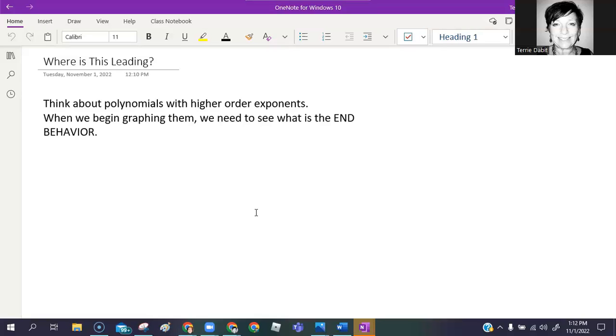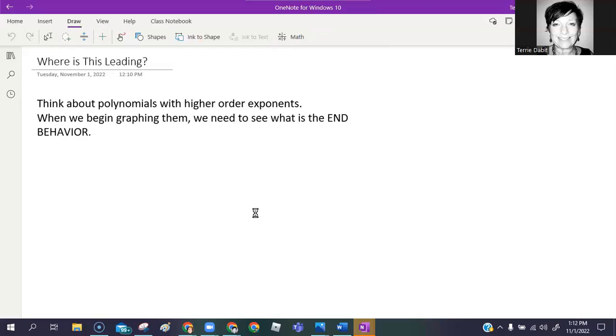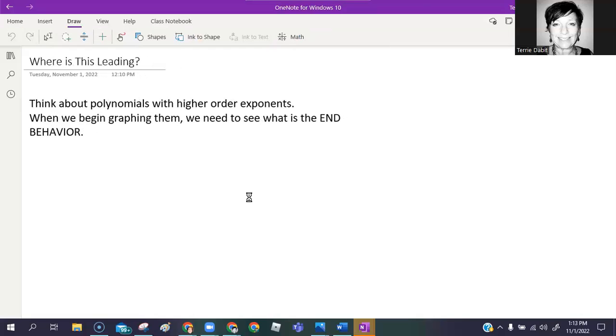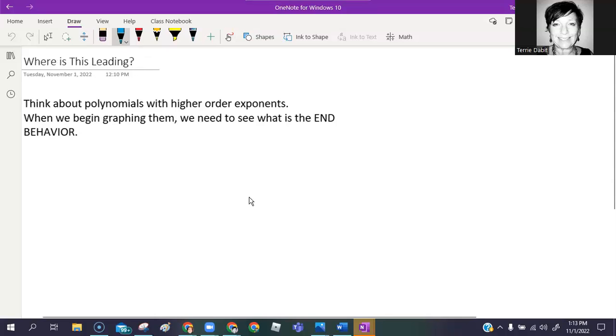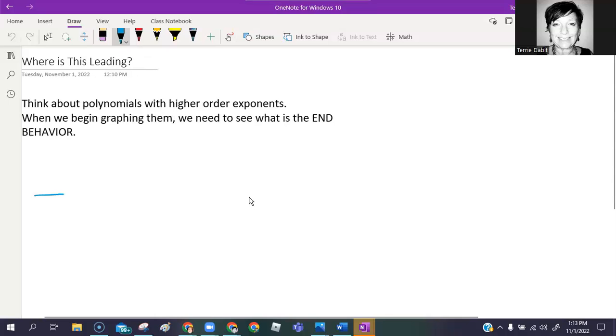First, we're going to be dealing with polynomials, like I told you before, that are going to have higher order exponents. And when we begin graphing them, the easiest thing to figure out is what is going on at the end. What is the end behavior? You've got several things that could be happening. This is an XY coordinate plane.